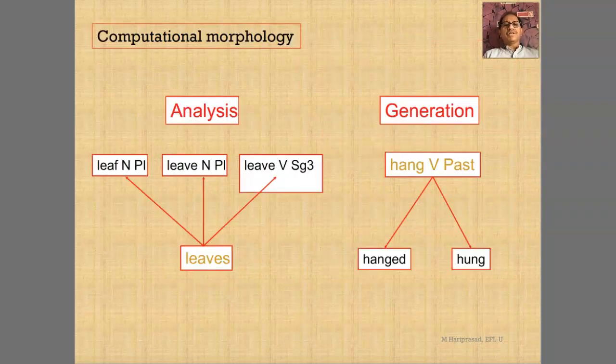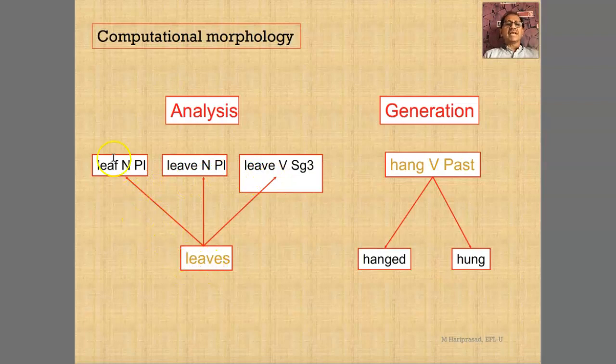As part of morphology, we deal with 2 major processes: analysis and generation. Given a particular word, morphology helps us to analyze the word into its components. That is, if you have a word like leaves, it can be analyzed in 3 different ways.